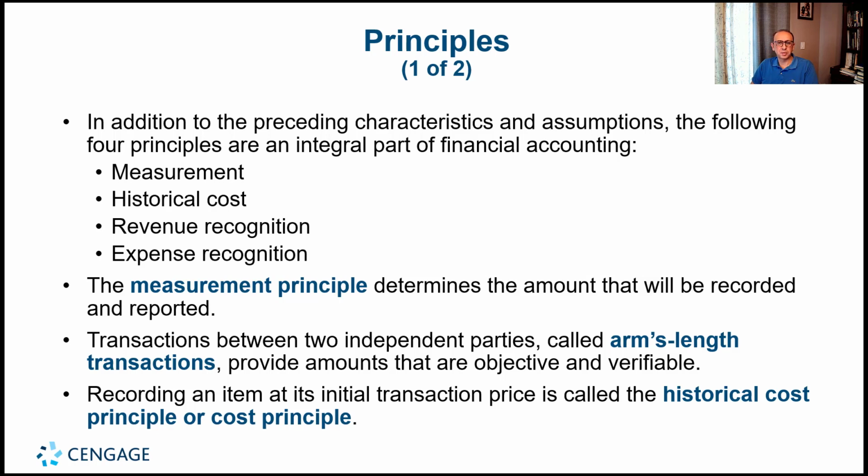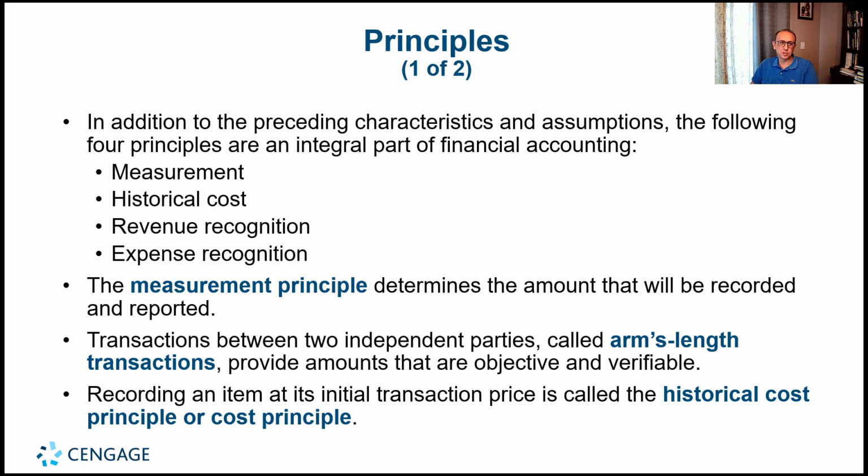The measurement principle determines the amount that will be recorded and reported. Transactions between two independent parties, called arm's length transactions, provide amounts that are objective and verifiable. And that's what we mean by measurement. Anything that we need to record in the accounting reports should be measurable. In other words, we can verify its value in an objective way.